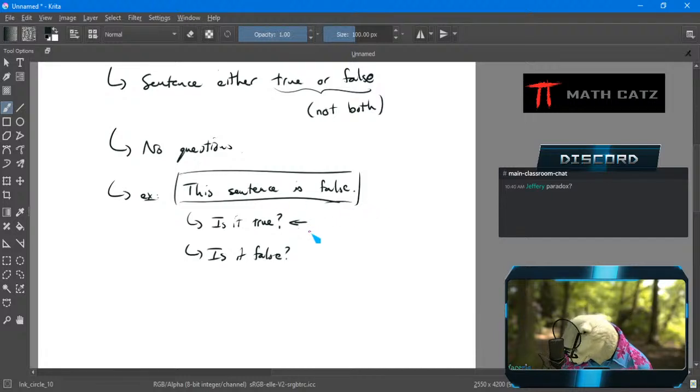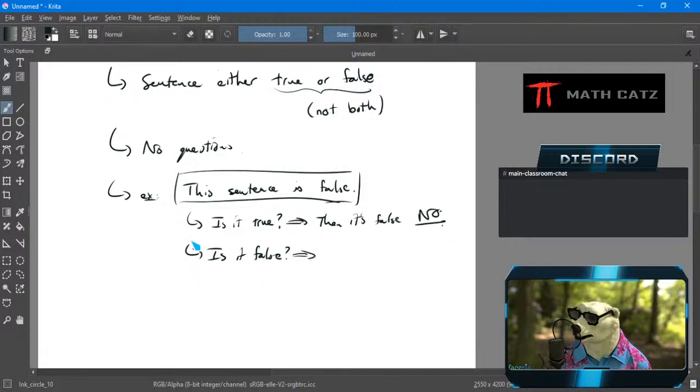So if I claim that this sentence is true, that means what it's saying is true, but then it's false. So it can't be true and false at the same time. It's contradicting itself. So that's a no. So it can't be a true sentence because it's contradicting itself. So the only other option is that it is false.